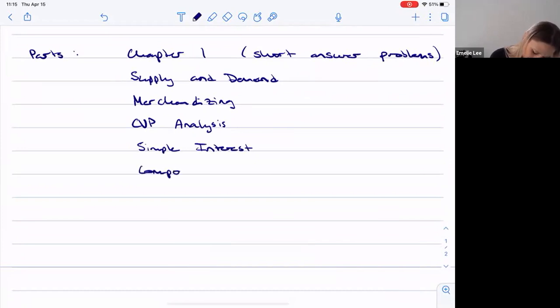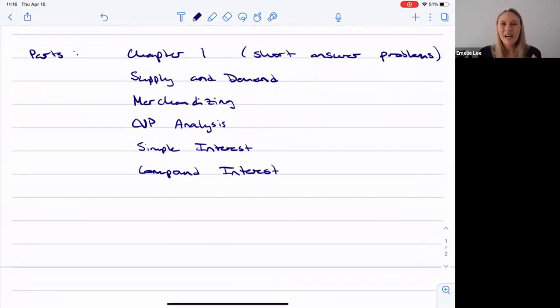Then we have a compound interest section. When I say compound interest, I mean no regular payments, right? It's just where we started when we introduced compound interest, so that compound interest section.